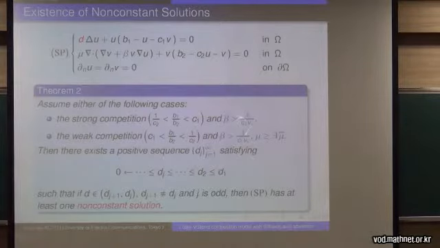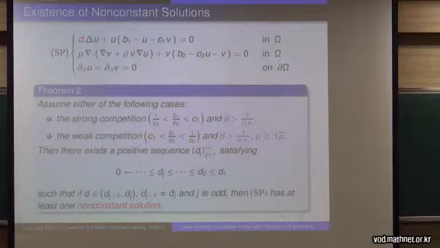Under one of these two assumptions, you can find a monotone decreasing sequence D_j, where D_j approaches 0 as the number j increases, such that if the diffusion D is between D_{j+1} and D_j, and j is odd, then SP has at least one non-constant positive solution. So this is a sufficient condition for the existence of a non-constant solution.